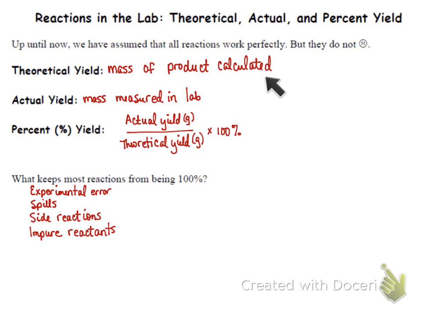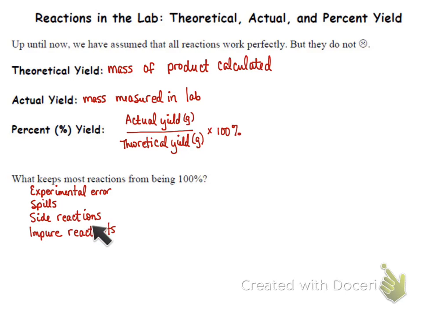If you do the reaction in the lab, the amount that you actually do get, the number of grams, is the actual yield, and then the percent yield is actual divided by theoretical, and then times 100 to change it to a percentage. Most reactions are not 100% because of experimental error, things that are not perfect in the lab, purifications, filtrations, transfer, things like that.